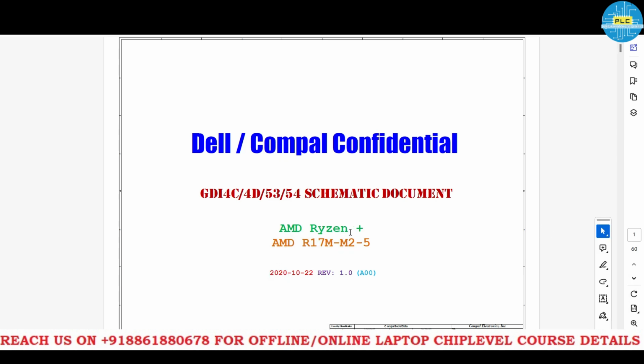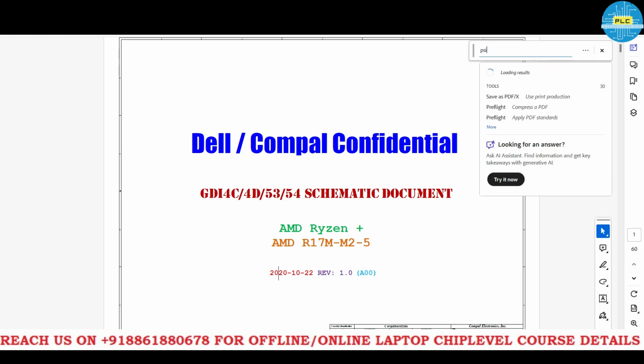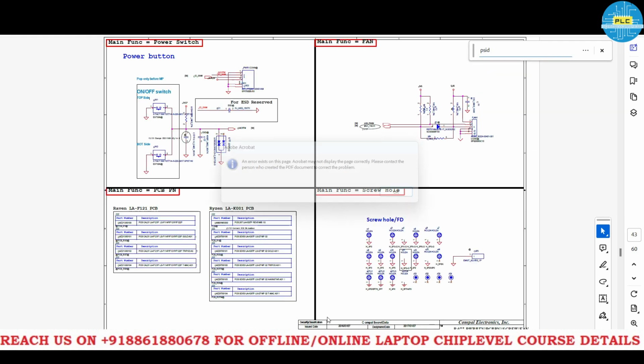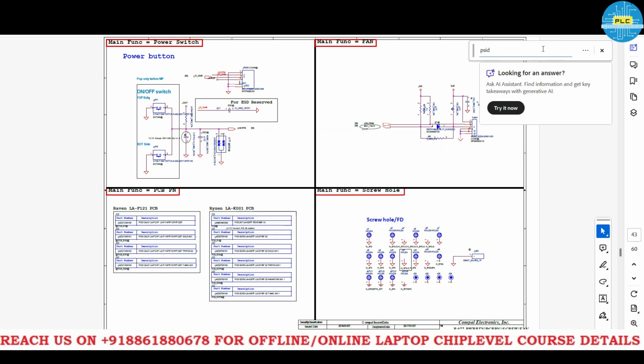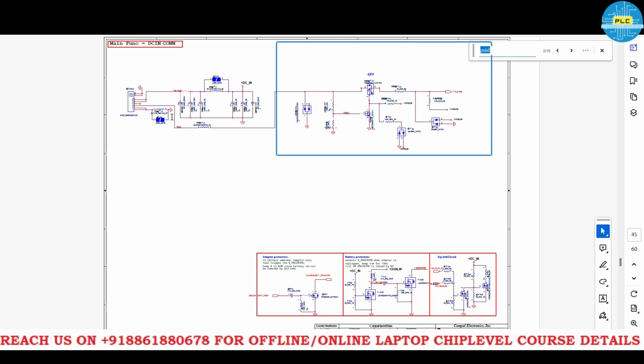What does it have? PSID. See, this one is the latest laptop. In this also, do we have the PSID concept or not? We'll check. Here.